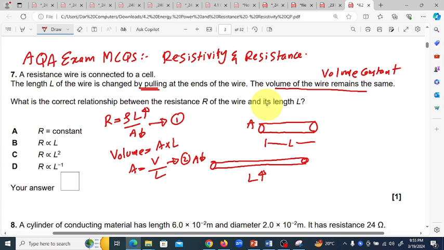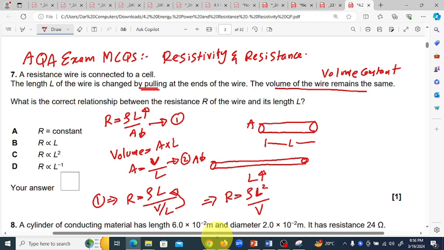If we put this A value in the above equation number 1, we are left with R is equal to rho L, and the area is volume V over L. So this L can be multiplied to the numerator. R is equal to rho L square over volume V. Here you can see that rho is constant and volume V is constant, so we can see that R is proportional to L square.